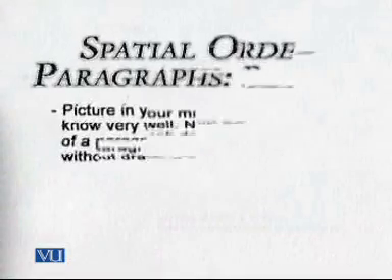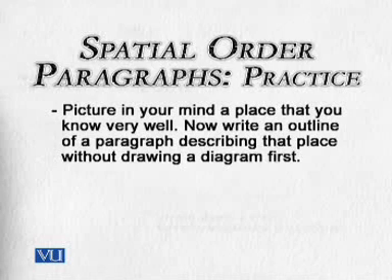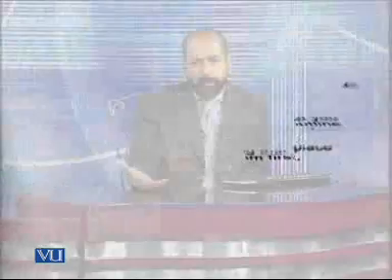Before I go any further towards our next type of paragraph, which of course is going to be multi-paragraph texts, I would like to give you one home task you can try at home. Picture in your mind a place that you know very well. Now write an outline of a paragraph describing that place without drawing a diagram first. It's very easy if you get hold of a picture and start describing it. Of course, when you finish describing, you will have written a spatial order paragraph. You don't necessarily need pictures or maps to write spatial order things.